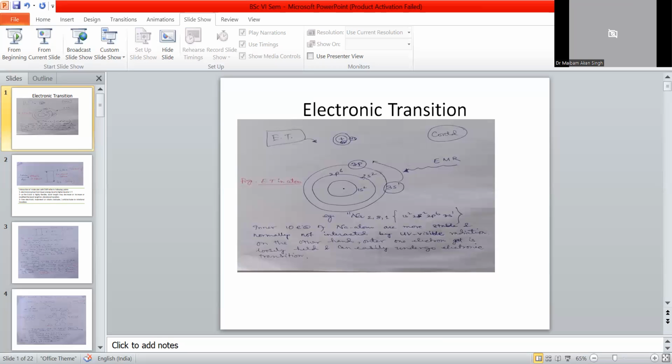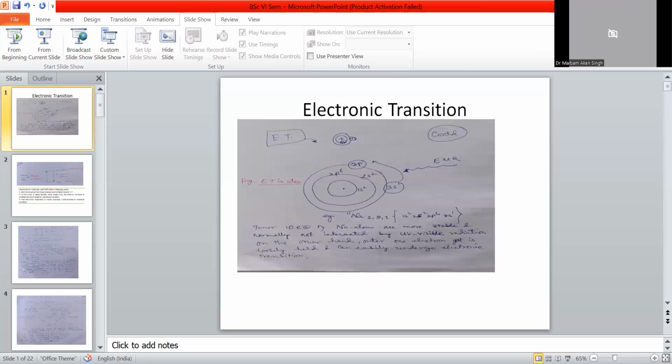Now let us consider them one by one: sigma, pi, and so on. First, the sigma to sigma star transition. Generally, a molecule having sigma bonds, sigma electrons, means the bond is formed by hybridized orbitals. Generally, a sigma bond is formed only by hybridized orbitals. There are so many examples, but for better understanding I am giving this particular example: cyclohexane.